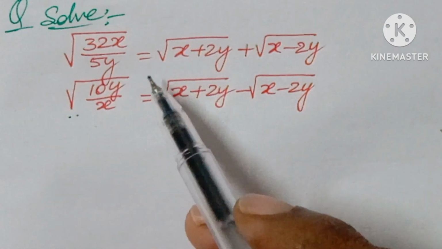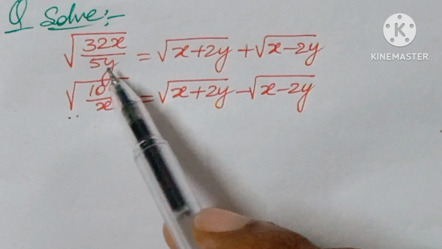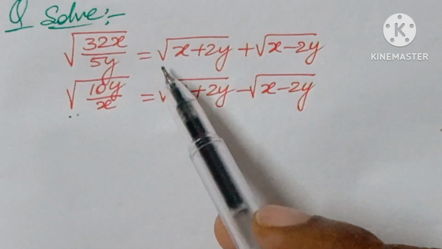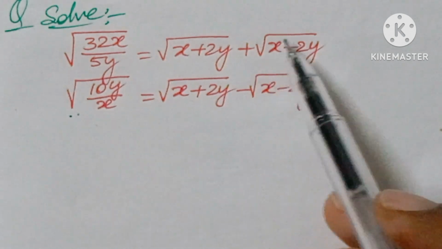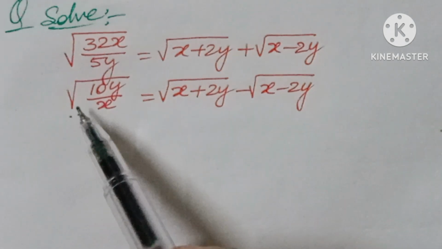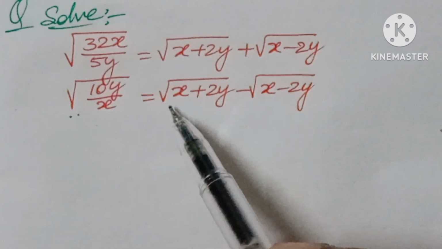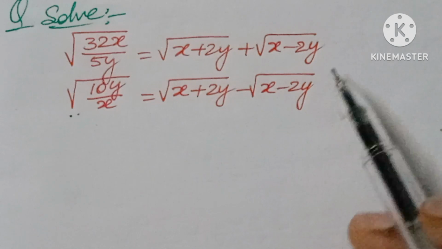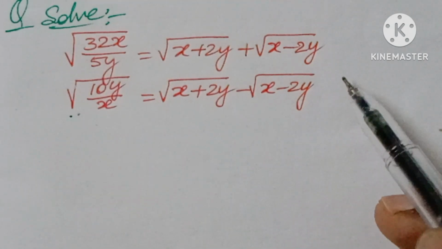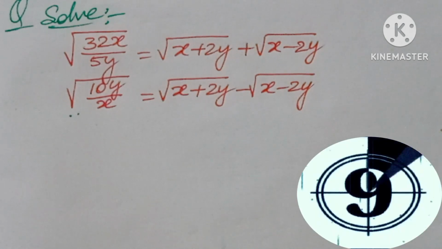Today we are going to see one challenging problem. Solve square root of 32x over 5y is equal to square root of x plus 2y plus square root of x minus 2y. Square root of 10y over x is equal to square root of x plus 2y minus square root of x minus 2y. As you are going to solve this problem, pause the video for 10 seconds and try it.